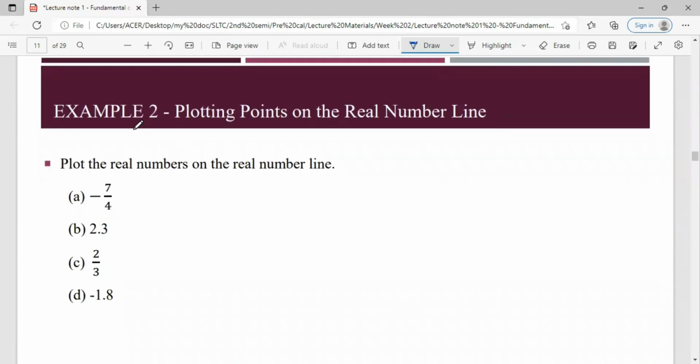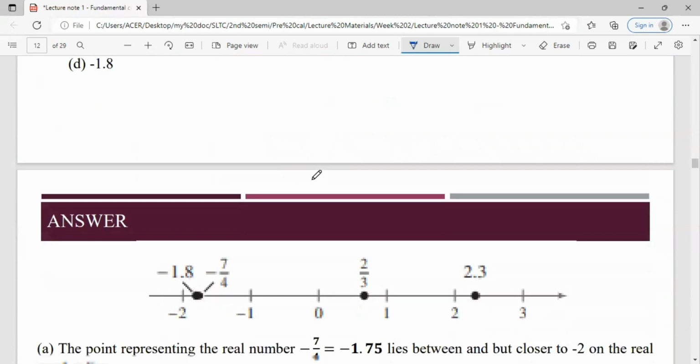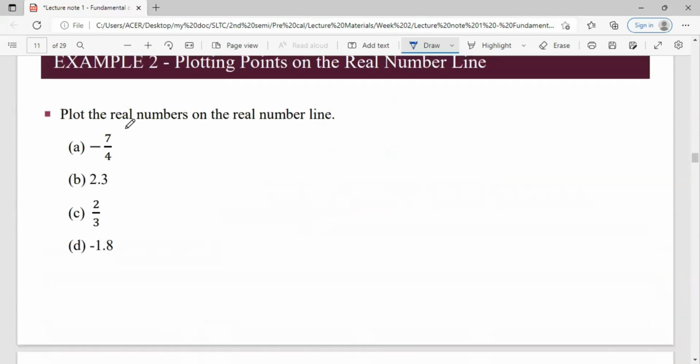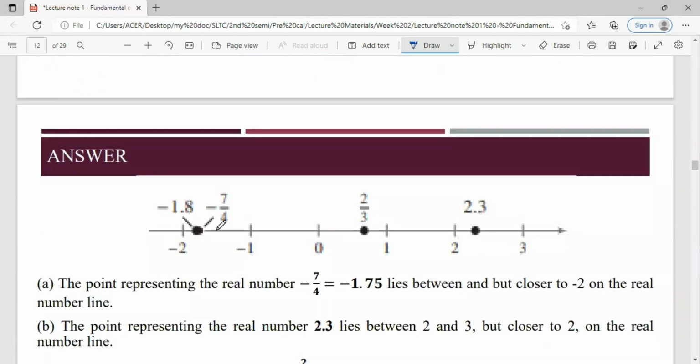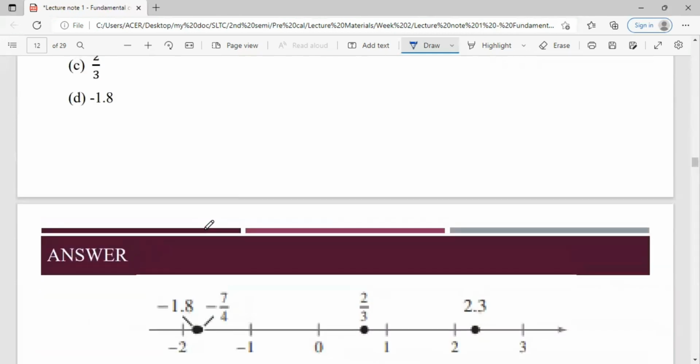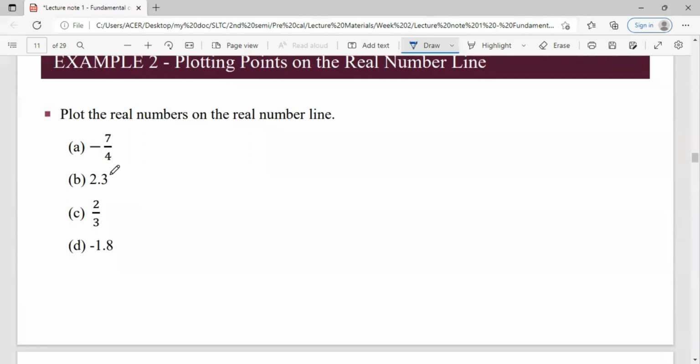Okay, example 2. Plotting points on the real number line. Plot the real numbers on the real number line. Okay, I think you can do this one, right? Here, these are very simple examples. So minus 7 over 4. That one should be in here somewhere. Then next one, 2.3.